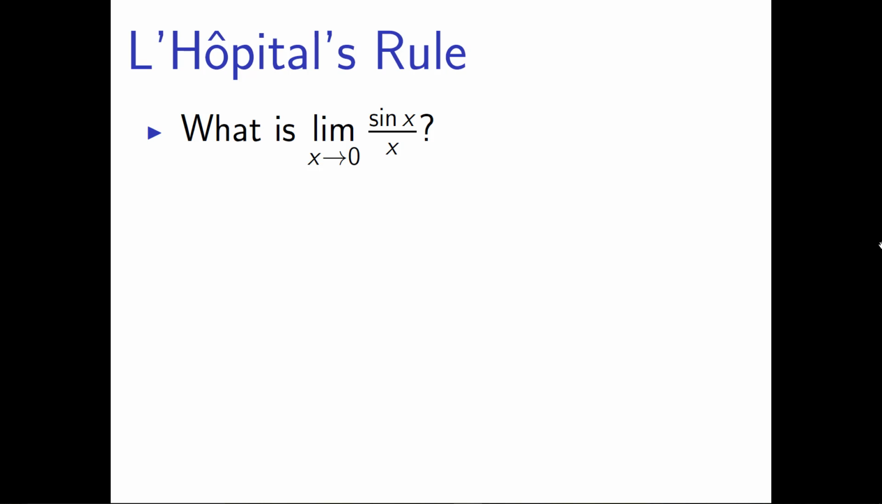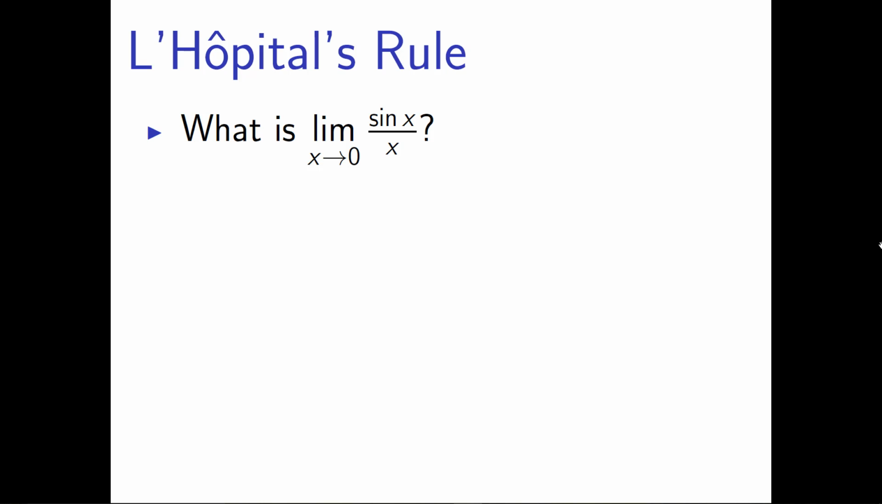What is this limit? What is the limit as x approaches 0 of sine x over x? Okay, so the first thing to notice is we can't just plug in 0. Sine of 0 is 0 and x obviously is 0, so we get 0 over 0, so we can't plug in. But what is the limit?